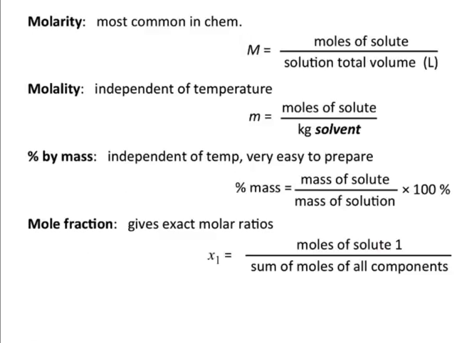Alright, so a review. Molarity is the common chemistry way to go. Molality we use for colligative properties because it's independent of temperature. Percent by mass is also independent of temperature, and it's pretty easy to calculate and prepare solutions like this. You can also have percent by volume. And then a mole fraction gives you the exact molar ratios of something. It's effectively a percent in moles, except without the times 100.